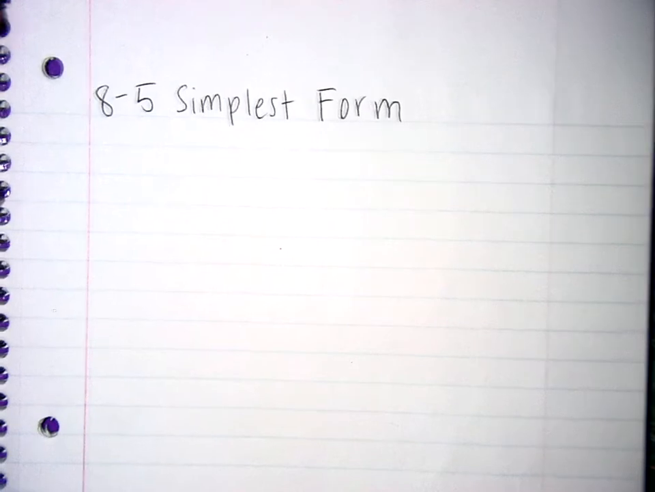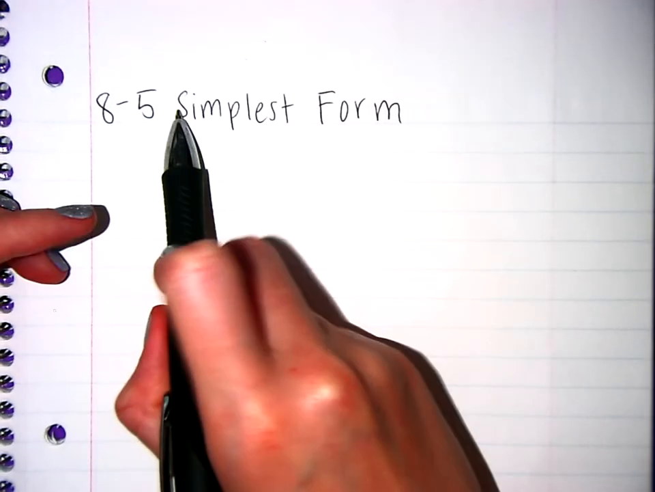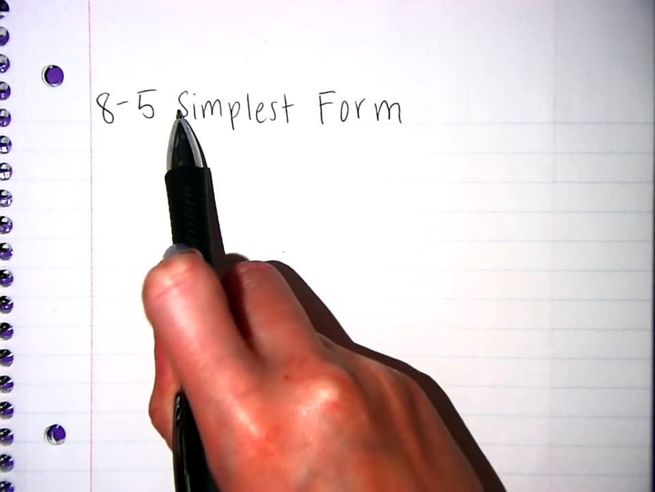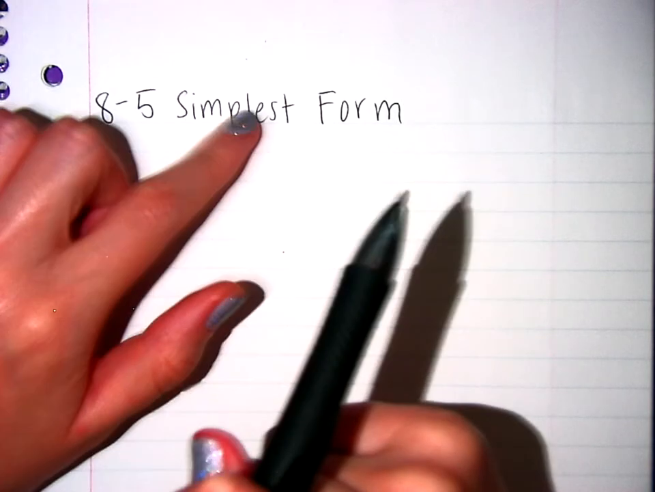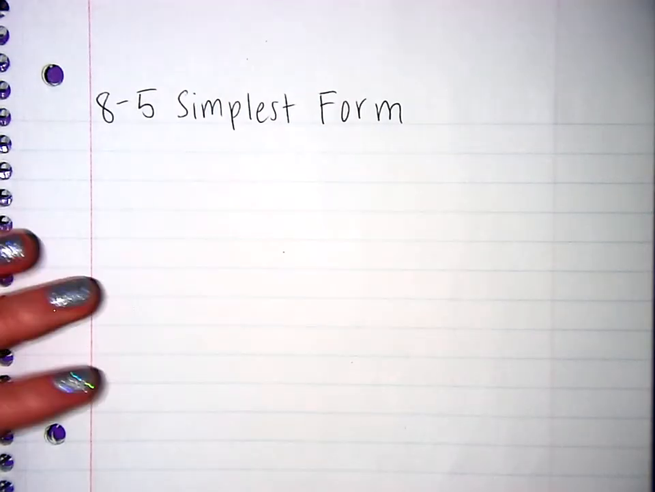Okay, so today we are going to be doing Chapter 8, Lesson 5, where we left off in my math book. This lesson is all about simplest form. So, first off, we're going to do our vocabulary word for simplest form.